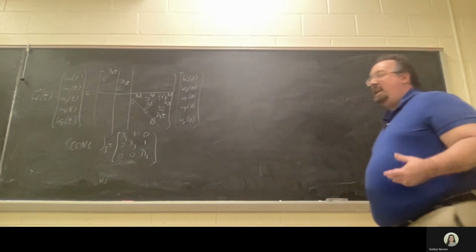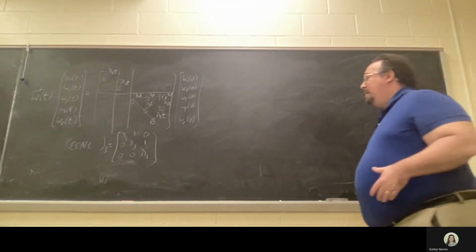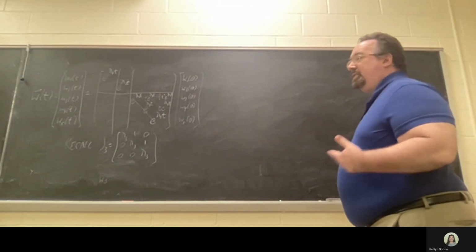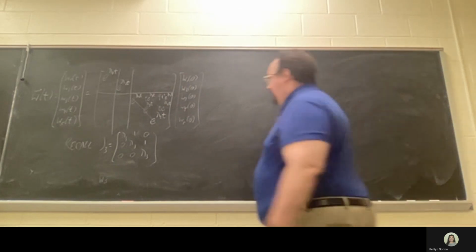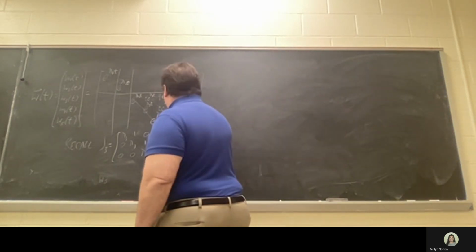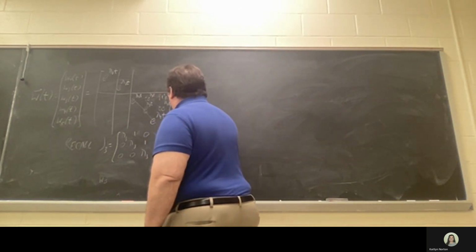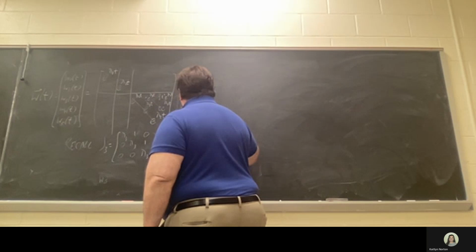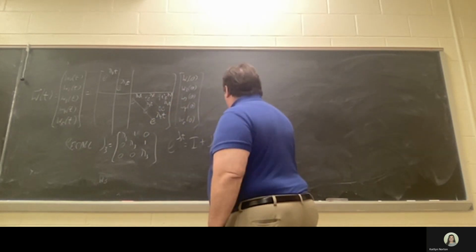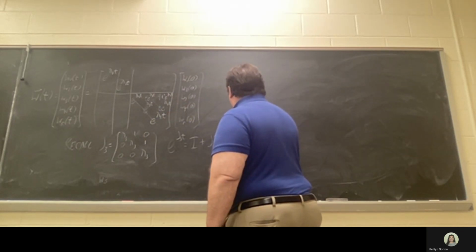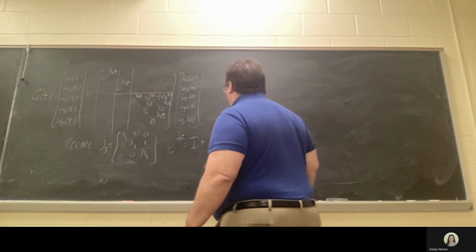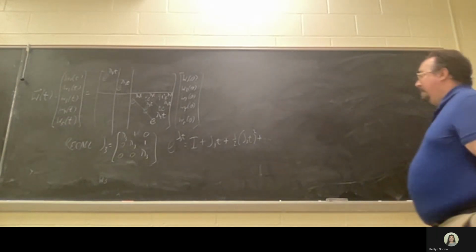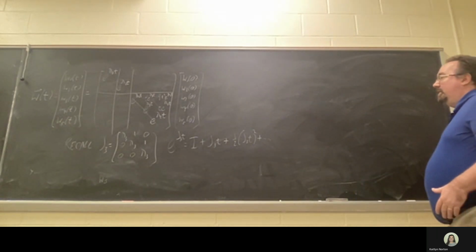For that, we need an understanding of what powers of J3 look like. So, e to the J3t is going to be equal to identity plus J3t plus 1/2 (J3t) squared, and so on.